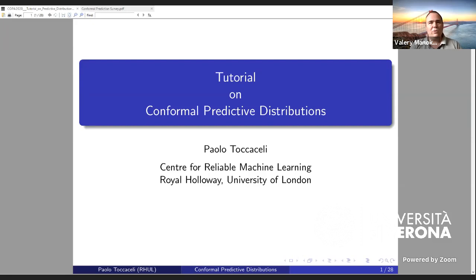Without much ado, I would like to introduce Paolo Toccaceli, who is a researcher in the Centre for Reliable Machine Learning at Royal Holloway. Paolo has been successfully applying conformal and probabilistic techniques to complex real-world problems, including in the domain of chemoinformatics, and he also has kindly shared for the community some libraries, including on Venn-Abers predictors and things like this. So very much looking forward to hear this talk. This is a new talk as well, and over to you, Paolo.